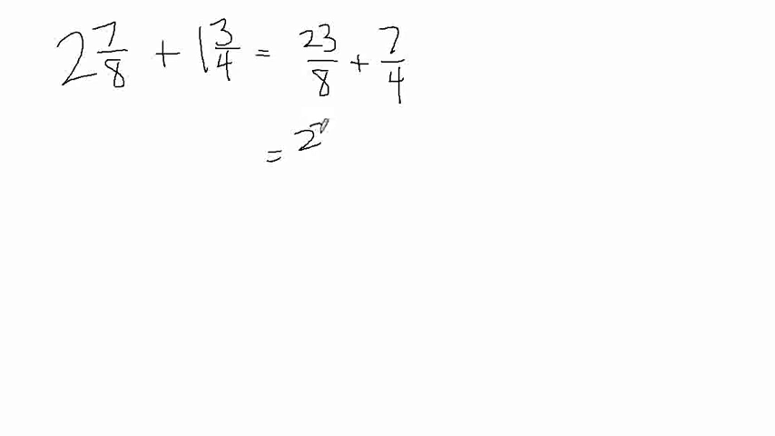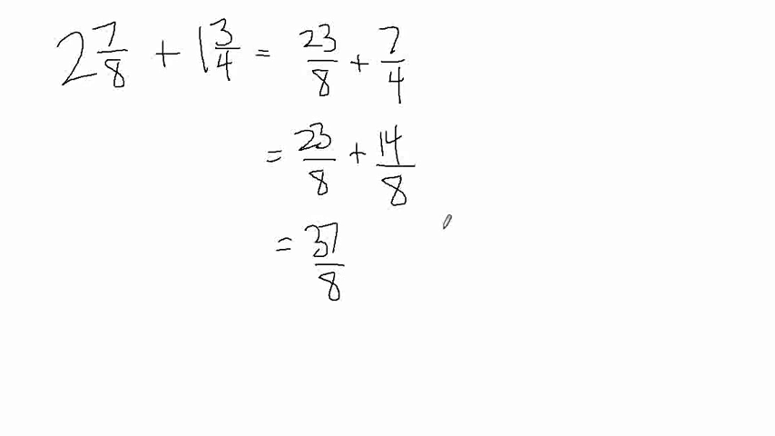Now I'm going to replace the 7 over 4 with 14 over 8 by multiplying the top and bottom by 2. And so now I add the fractions and I get 37 over 8. That, as it stands, is the correct answer.